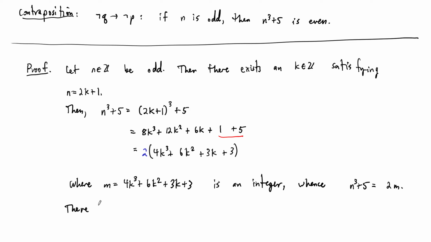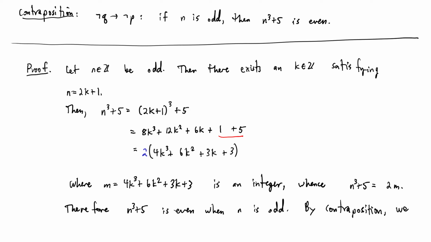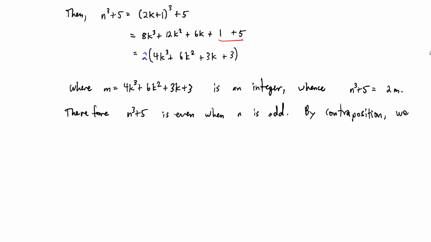Let's make our conclusion then. So therefore, n cubed plus 5 is even if n is odd. By contraposition, you always have to finish off the proofs, even though you feel like you understand it. You have to finish it for the reader. By contraposition, we conclude that if n cubed plus 5 is even, then n is odd.